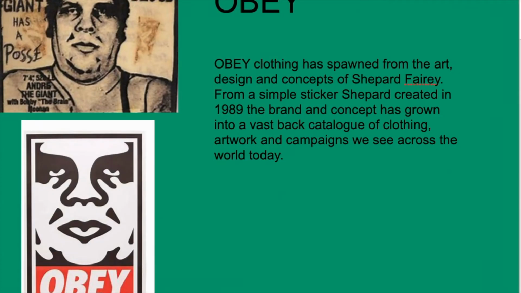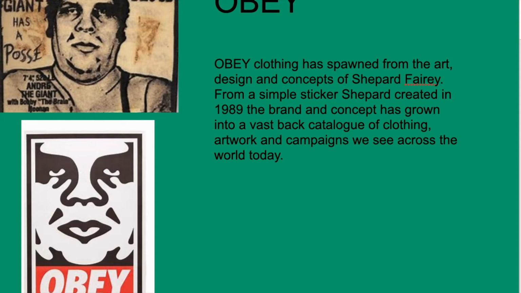Okay, and if we just look at the Obey Clothing brand, the image and logo for this actually came from a design that he produced whilst he was at college, and this is Andre the Giant in the top corner. Whilst he was at college in 1989, he produced these stickers that he started sticking all across the city, and they became really popular across the skateboarding scene and soon started appearing in other cities in America too.